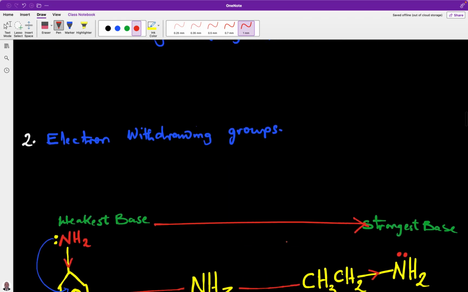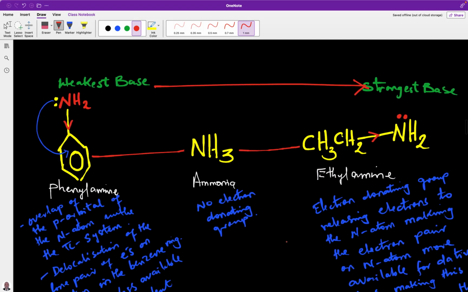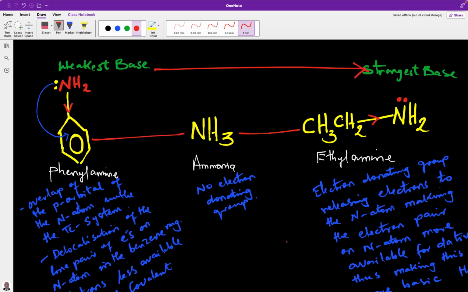For instance, I want to compare phenylamine, ammonia and ethylamine. I want to compare their strength, their basicity. Which one is more basic and which one is less basic? Look at ethylamine here, and phenylamine here. Phenylamine has the amine group on the benzene ring.